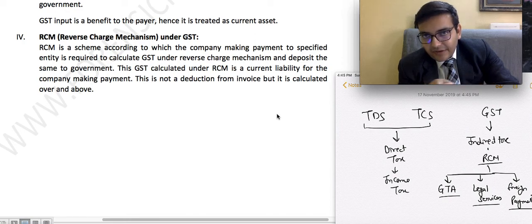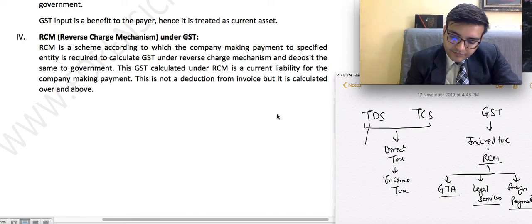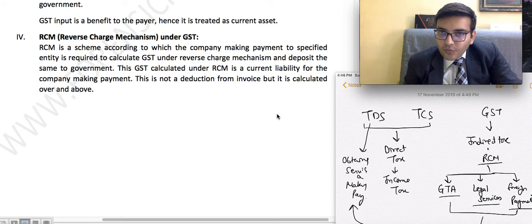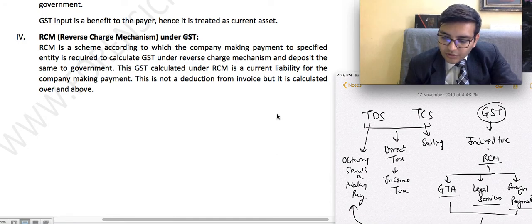All these things are different. In case of TDS, who will pay TDS? The person who is obtaining the service and making payments. This is the same in this case also, here also it is the same. Who will pay TCS? The person who is selling the goods, because these are on services and TCS is on goods. GST is on goods and services both.